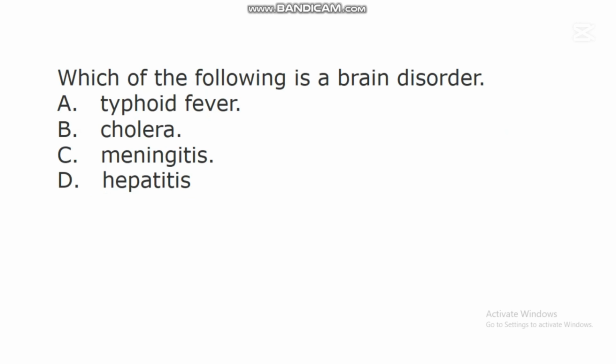The next question says, which of the following is a brain disorder? A. Typhoid fever. B. Cholera. C. Meningitis. D. Hepatitis. In this question, the correct answer is C. Meningitis. Among these options, meningitis is a brain disorder.